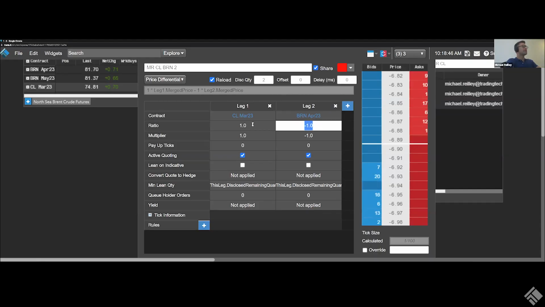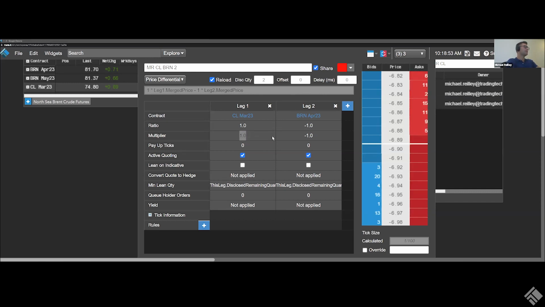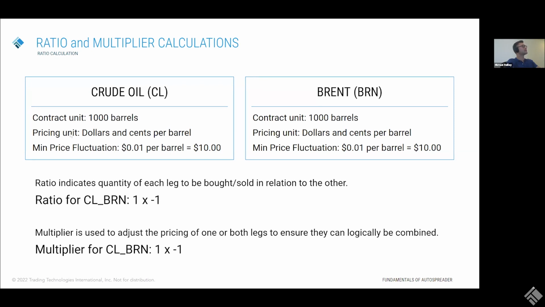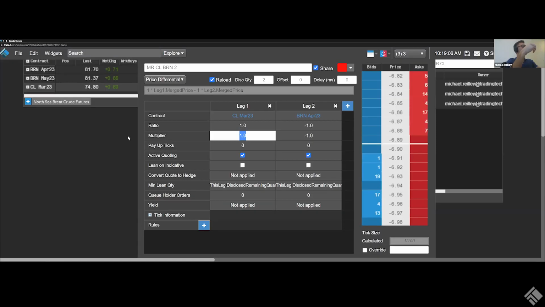So in this case, we're going to be leaving this +1, -1, again, given the similarities of the contract. We'll also be leaving the multiplier the same. The multiplier would be used for, let's say, a minimum price fluctuation or a pricing unit that is not equivalent. We can then use the multiplier in order to modify our pricing so that we can quote the spread in a proper term. In this case, they are similar, so we'll leave these as is for the time being.